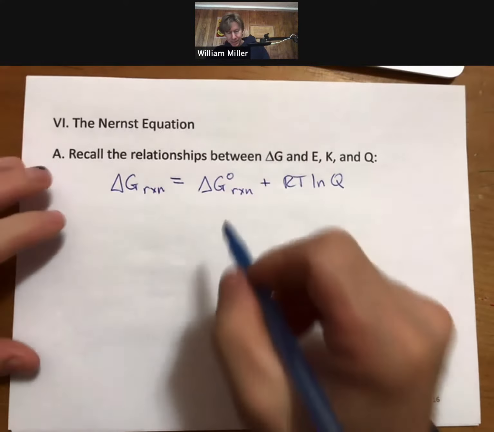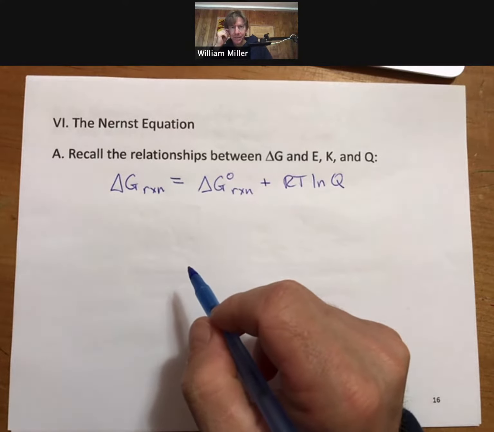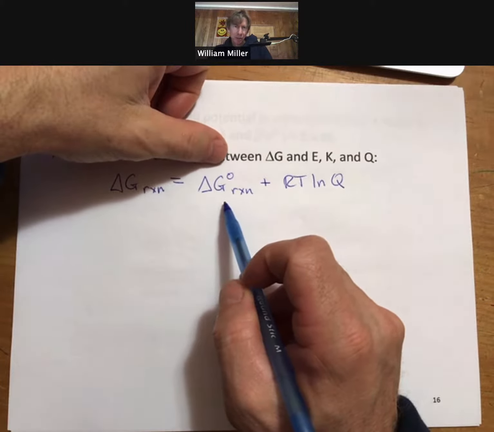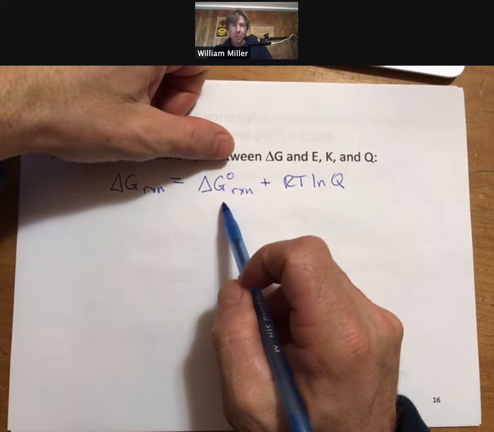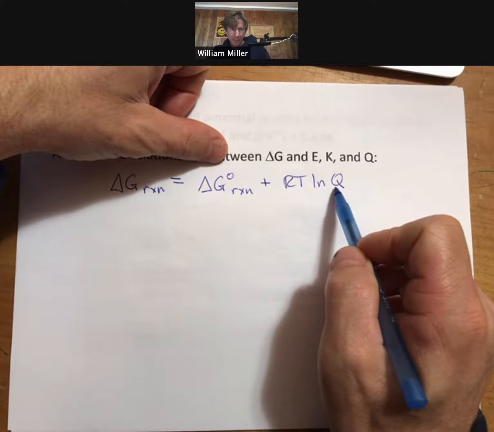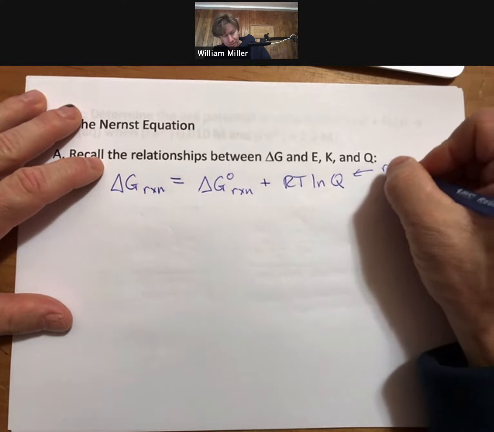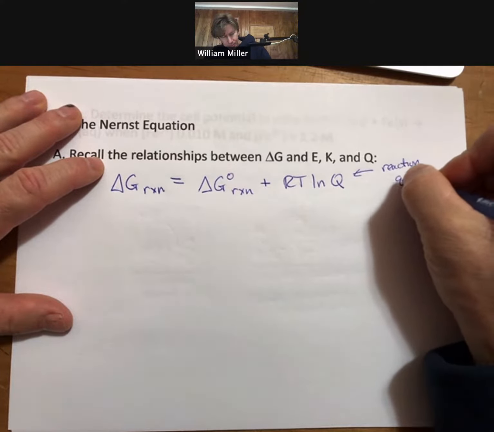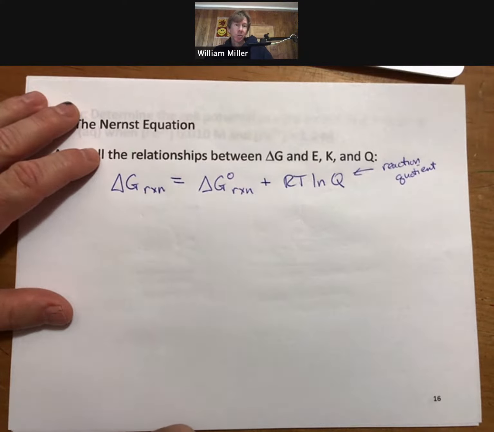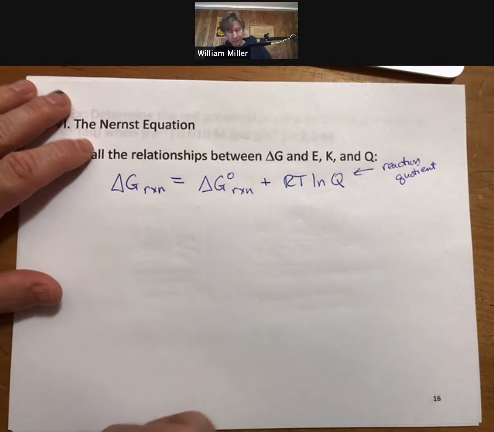And we said that the delta G not reaction was at standard conditions, though it could also be used at different temperatures. But everything, including concentrations and partial pressures, was standard. And we use this Q term, where Q is the reaction quotient, to adjust for concentrations and partial pressures that were not standard, not 1 molarity or 1 atmosphere.